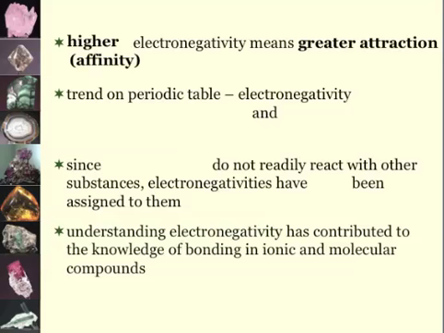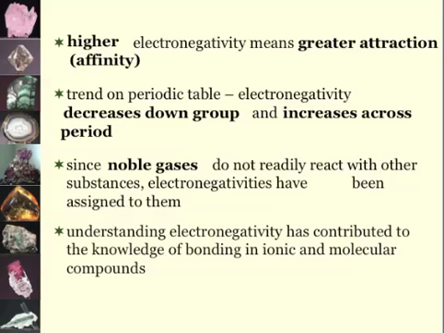So the trend on the periodic table is that electronegativity decreases down a group and increases across the period. Since noble gases do not readily react with other substances, electronegativity has not been assigned to them, so they do not have any electronegativity. Understanding how electronegativity has contributed to the knowledge of bonding in ionic and molecular compounds is something that you guys will need to fully understand.